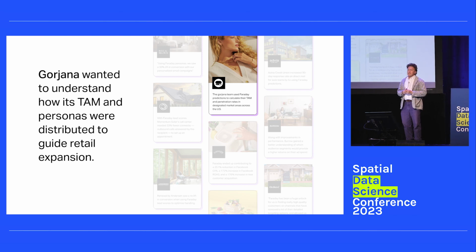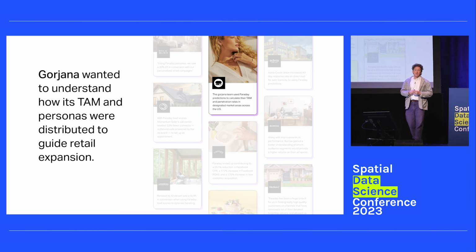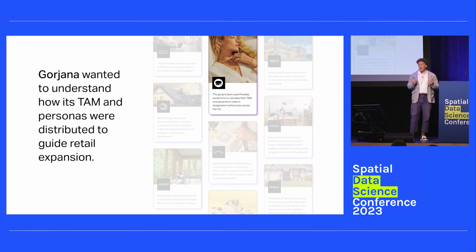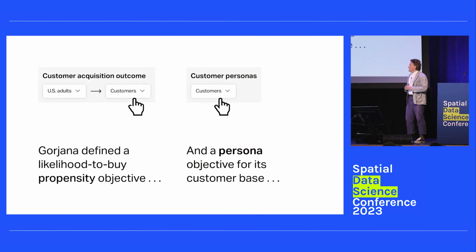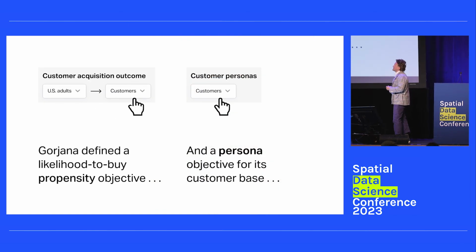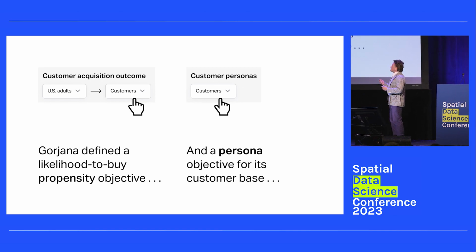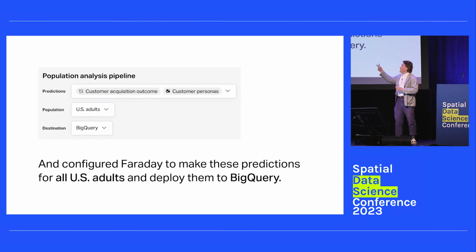And they're trying to have this led in a data-driven strategy by detecting where there is market opportunity that they're not yet capturing. And the best way to do this is through prediction. So what they did is define a likelihood to buy propensity objective using Faraday. It's very easy. You just basically say, I want to figure out which US adults are likely to become customers. And they also did some clustering work with us. You just choose your customer group and we'll find clusters for you. And then they just deployed those two predictions on all US adults to BigQuery.